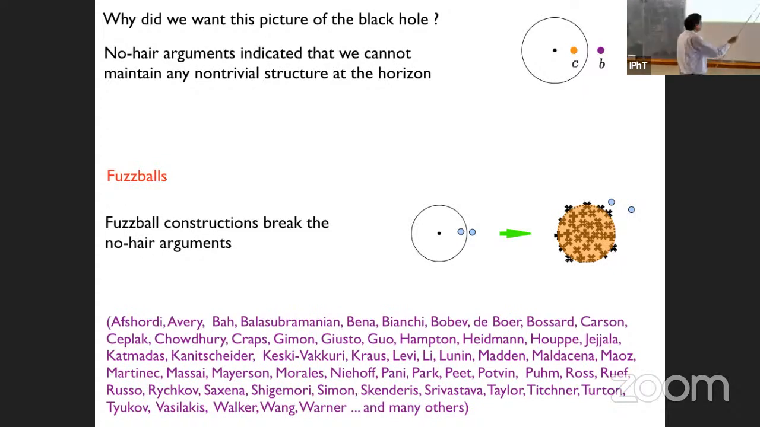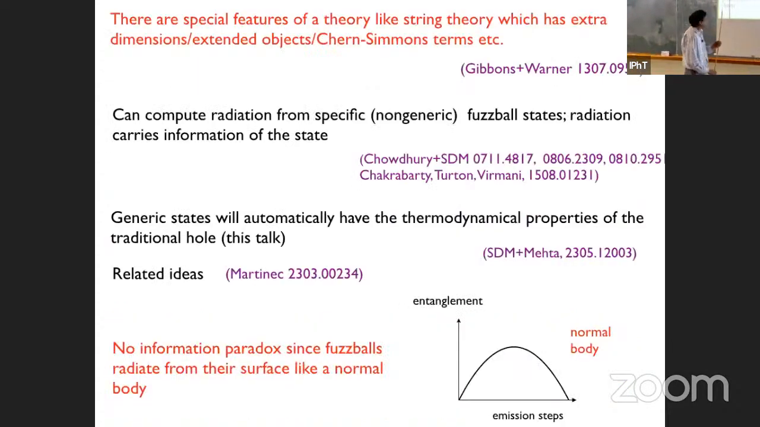So when we actually try to find the nature of the bound states that we had said, you find it breaks the no-hair theorems and actually produces things which don't have a horizon. And that's the end of the puzzle.